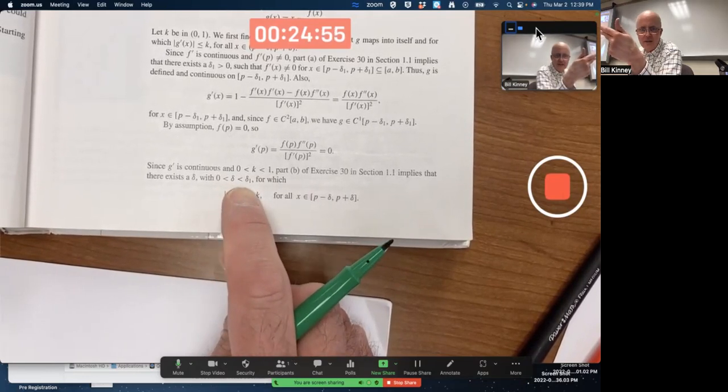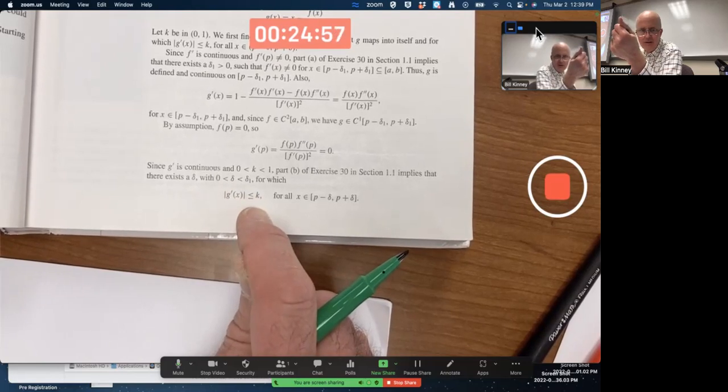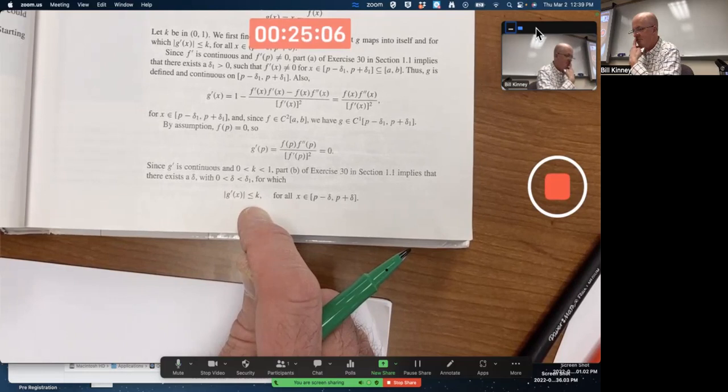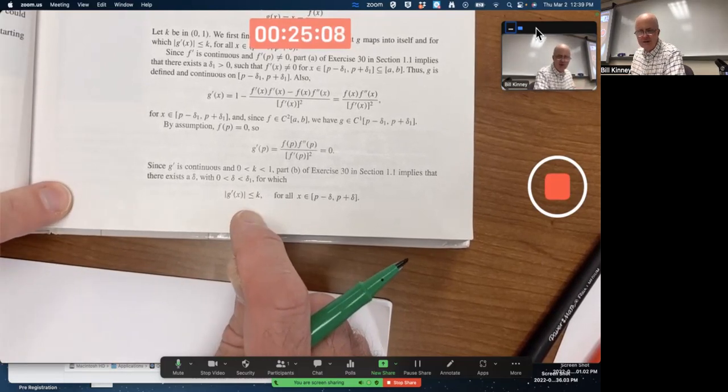What's delta? Delta is just some number possibly less than delta 1. You can always get away with a smaller delta. That's what they do here. And this must be the delta in the conclusion of the theorem. So we're set up now to use the contraction mapping theorem.